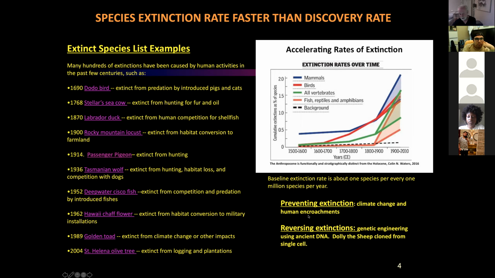Another idea, which actually hasn't been done, and we may or may not ever have the technology to do it, is to reverse extinctions by genetic engineering using ancient DNA. So take DNA from a species that is extinct and try to regenerate the organism from the sequence of its own DNA. Just for example, you may remember some time ago, a sheep was cloned from a single cell. So the technology might come along where we can do that. I know there are people trying to regenerate woolly mammoths.